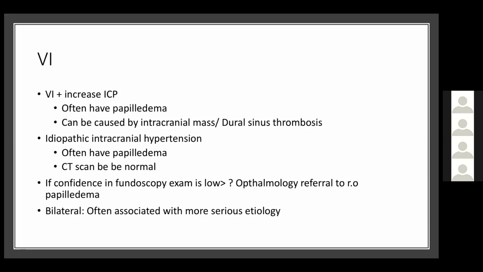The same applies especially to idiopathic intracranial hypertension. So usually female, in the 30s or 40s, because also if you do imaging, a CT scan might miss papilloedema and might not show the classical finding. However, if it's bilateral, it's associated with more serious etiology like subdural hematoma, intracranial mass, etc. So those patients will need imaging urgently.